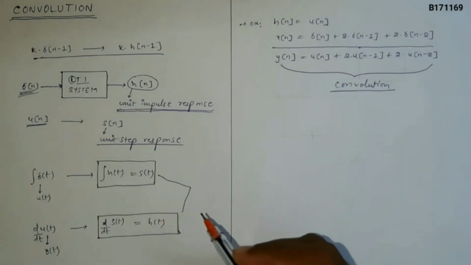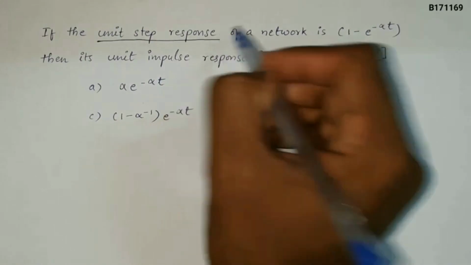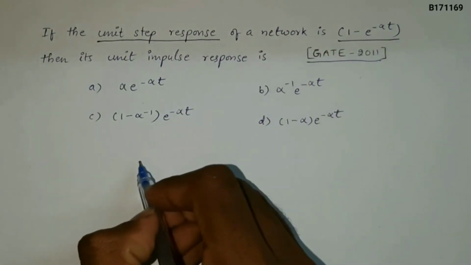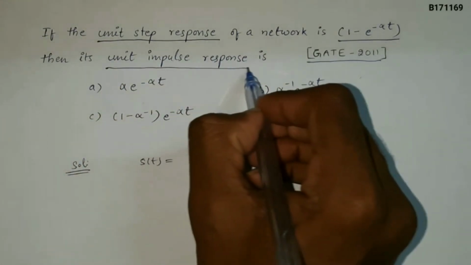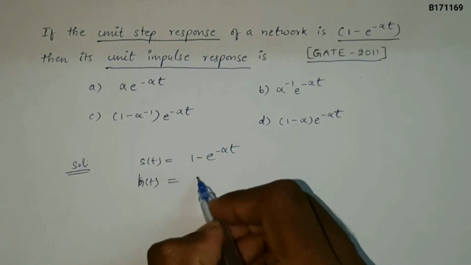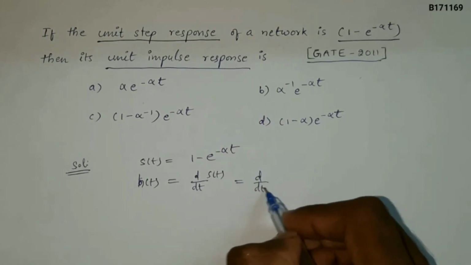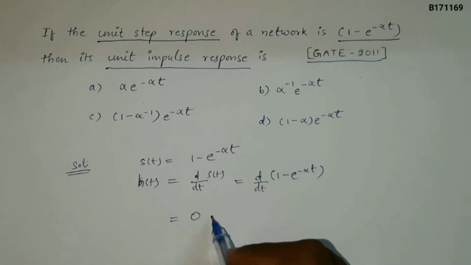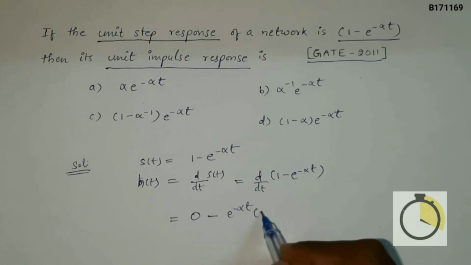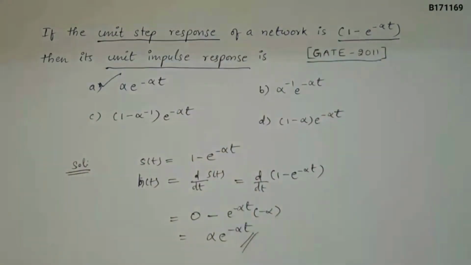These two relations are important to solve our problem. So that's the concept. Coming back to the problem again, the unit step response is given as 1 minus e power minus alpha t. s of t is equal to 1 minus e power minus alpha t. The unit impulse response is asked. h of t is the differentiation of s of t with respect to time, that is d by dt of 1 minus e power minus alpha t, which is equal to 0 minus e power minus alpha t into minus alpha, which is alpha e power minus alpha t. It's option A. As I said before, it doesn't take more than 5 seconds to solve.